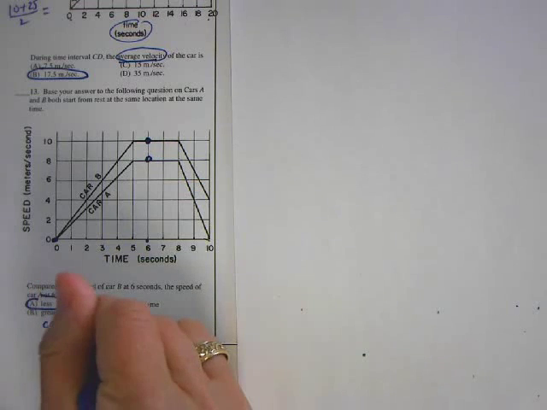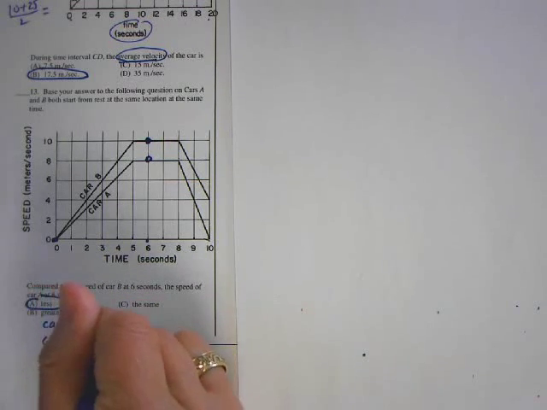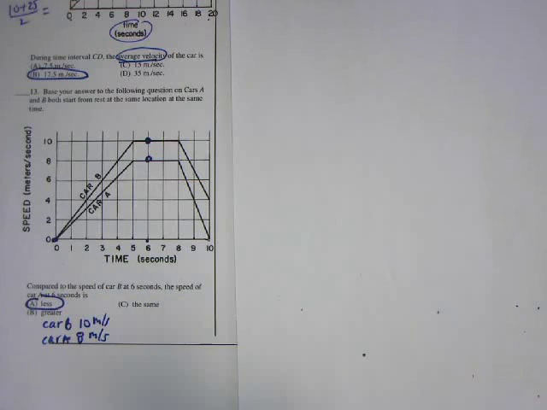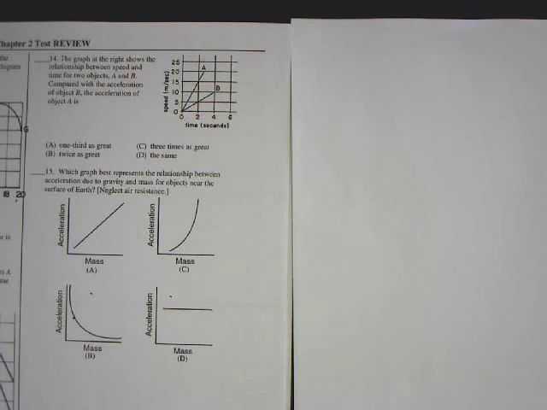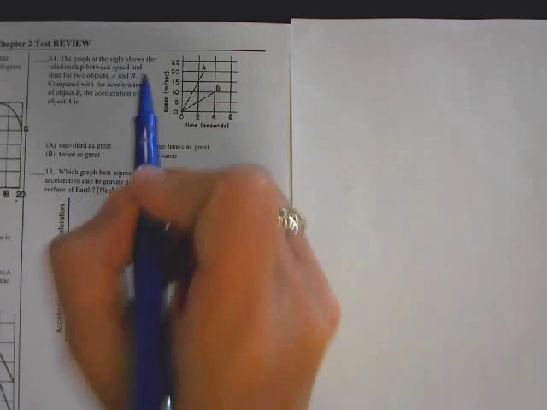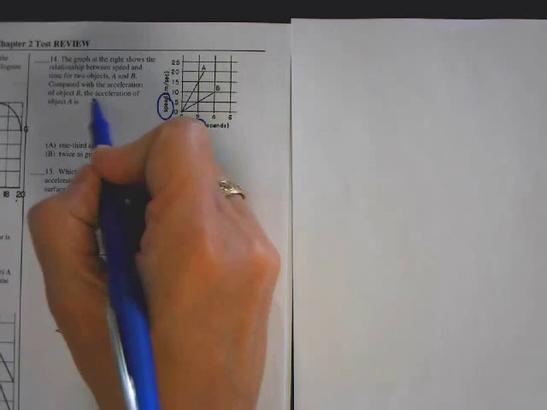All right, next one. Now, I've only got 2 left. The graph at the right shows the relationship between the speed and time for 2 objects, A and B. Compared to the acceleration of B, the acceleration of A. So first thing you're going to do is say, what type of graph is this? This is a speed versus time graph, and the acceleration is the slope. So what's the slope of this? I'm not really sure, so I would calculate them. So A, I would go from here to here. It's going to be delta y over delta x.